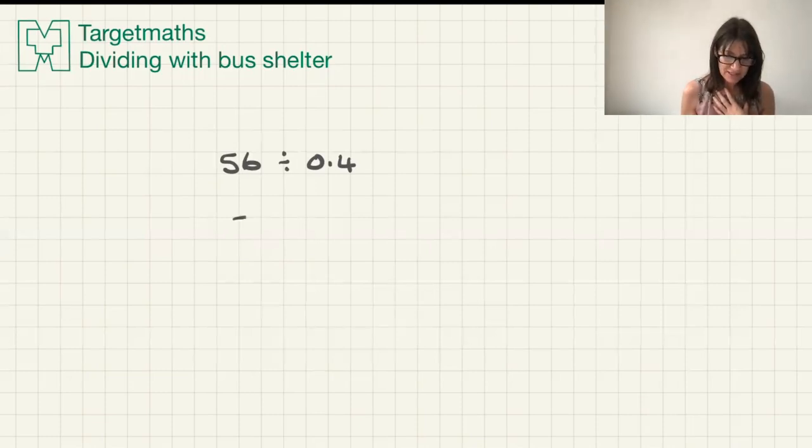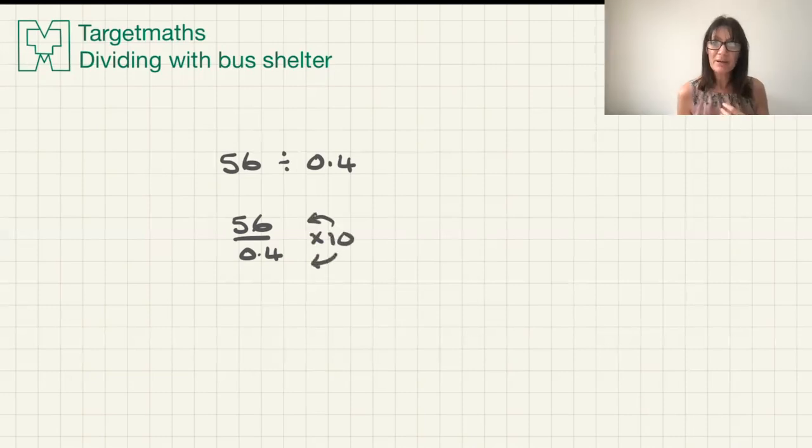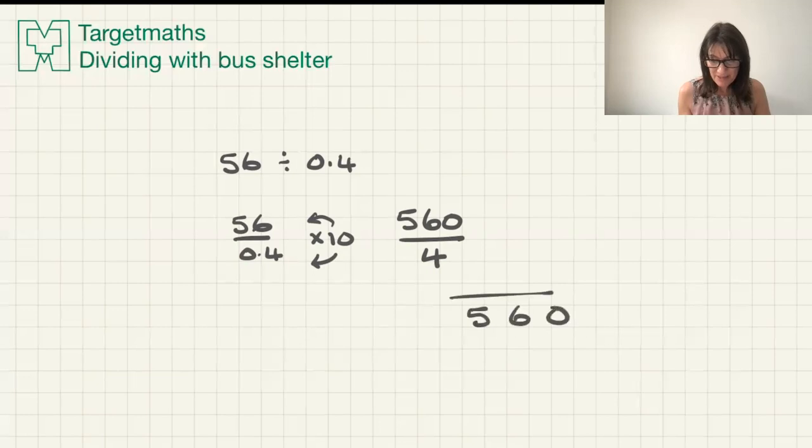So if I've got 56 to divide by 0.4, I can get rid of that decimal by multiplying up the fraction. So if I times both the top and the bottom by 10, then I will be writing an equivalent fraction. So it's the same value, it's equivalent, but they're different numbers. So that would give me 560 divided by 4. Now I can take that, stick it in my bus shelter, and start working through it.